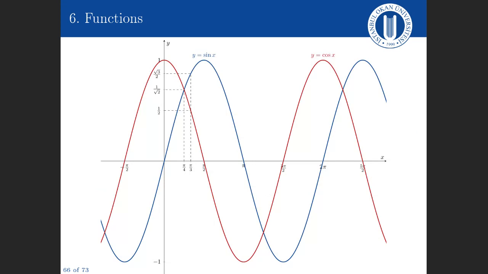The graphs of sine and cosine look like this. The graphs go up, down, etc. Sine passes through the origin because sine of 0 is 0. Cosine of 0 is 1. So it passes through this point 0, 1.